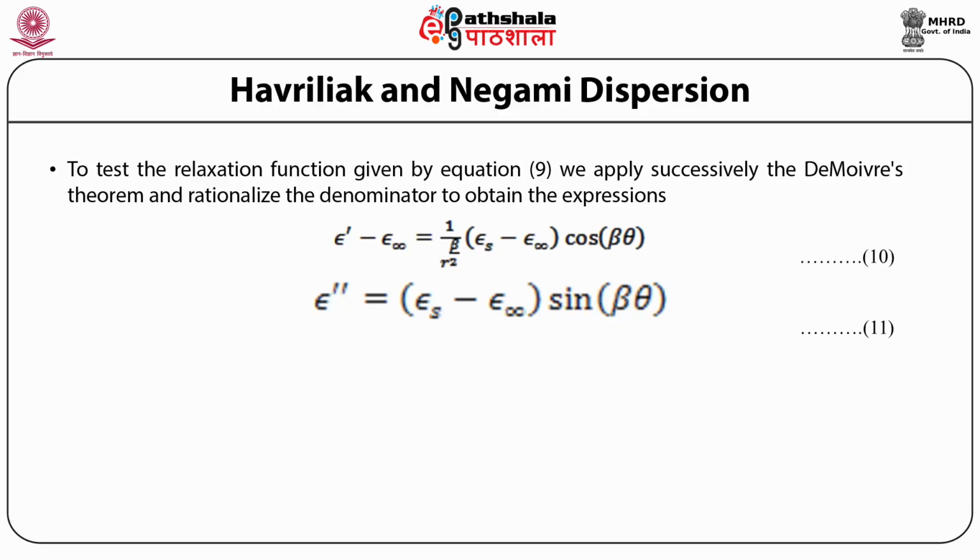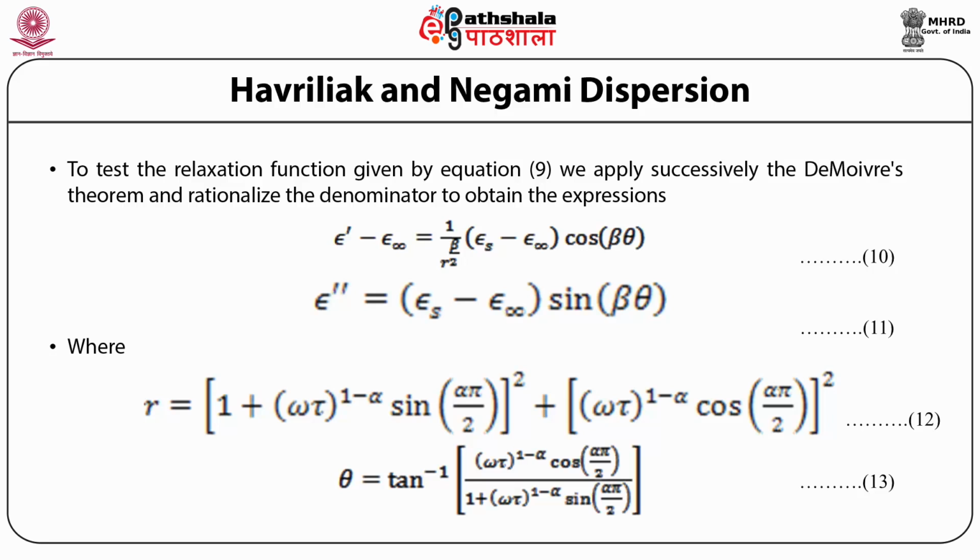To test the relaxation function given by equation 9, we apply successively de Moivre's theorem and rationalize the denominator to obtain the expressions: epsilon prime minus epsilon infinity is equal to 1 by r to the power beta by 2, times (epsilon s minus epsilon infinity) cos of beta theta, and epsilon double prime is equal to (epsilon s minus epsilon infinity) sine of beta theta, where r is equal to [1 plus (omega tau) to the power 1 minus alpha sine of (alpha pi by 2)] whole square plus [(omega tau) to the power 1 minus alpha cos of (alpha pi by 2)] whole square, and theta is equal to tan inverse of (omega tau) to the power 1 minus alpha cos of (alpha pi by 2) divided by 1 plus (omega tau) to the power 1 minus alpha sin of (alpha pi by 2).